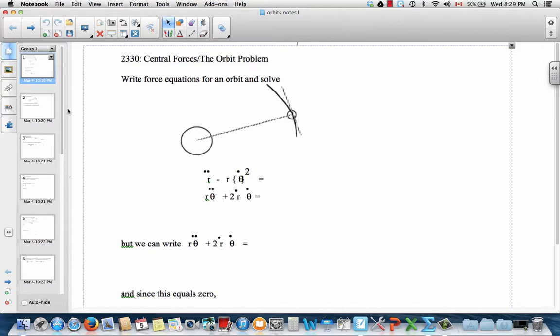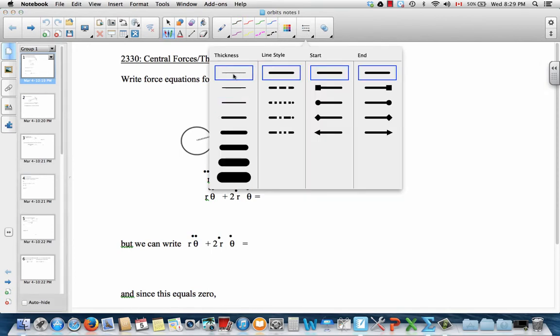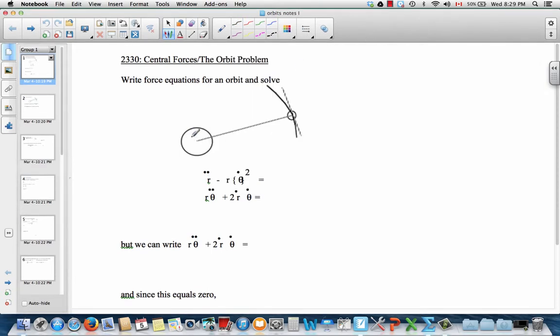Okay, so for the orbit problem, we're going to deal with a mass little m that's orbiting a mass big M. And up until this point in our careers, we've just focused on circular orbits. Well, we can do a lot more now that we have our cylindrical coordinates. So here's the mass big M, and this one is little m.